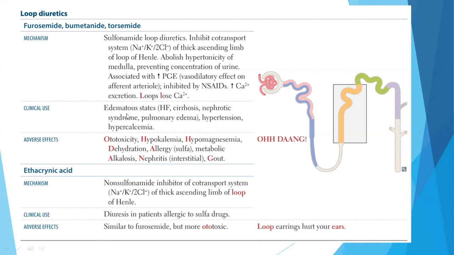It can be used in case of edematous states, in case of hypertension and hypercalcemia. Another one is ethacrynic acid, which is a non-sulfonamide inhibitor of the co-transport system. Again, just like the loop diuretics, it is also used in the same indications and may have the same side effects.